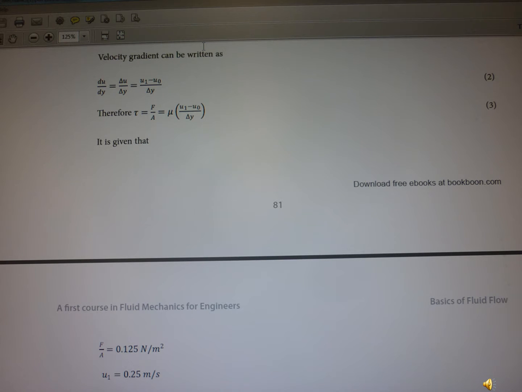We can write the equation of the velocity gradient: du by dy equals u1 minus u0 divided by dy. And therefore tau equal to F by A is equal to mu multiplied by u1 minus u0 by dy. In this case F by A is equal to 0.125 Newton per meter square, and u1 is 0.25 meter per second. So we write these two equations first. Du by dy and u1 minus u0 over dy are the same, so tau, also F by A, equals mu multiplied by u1 minus u0 by dy.